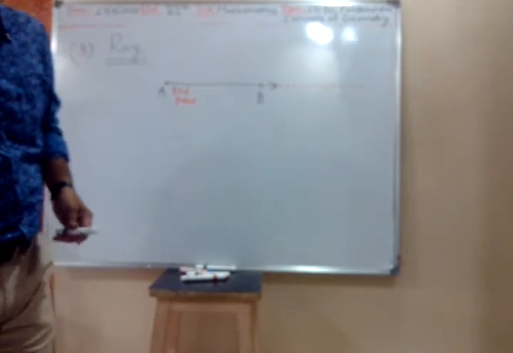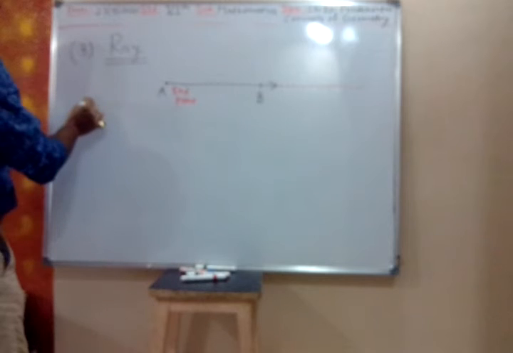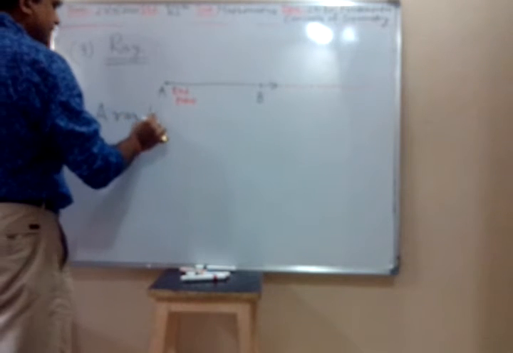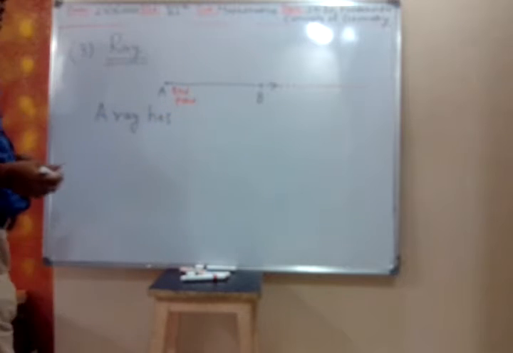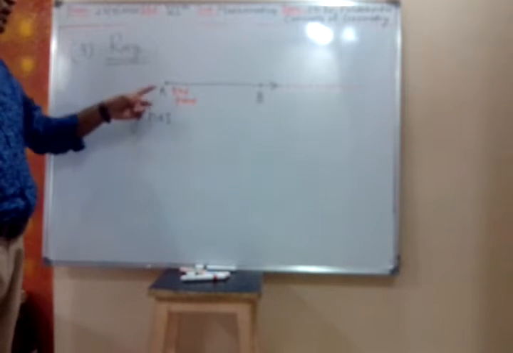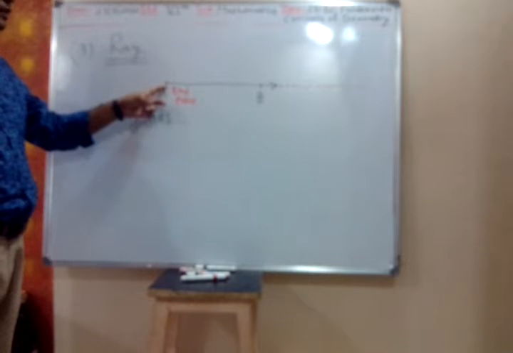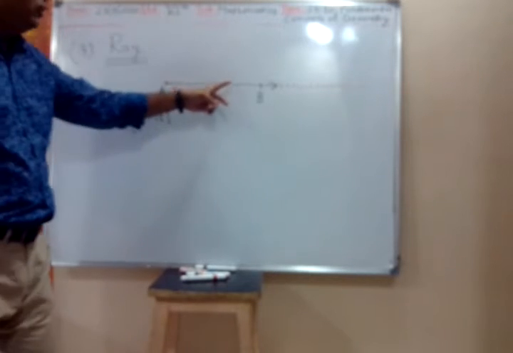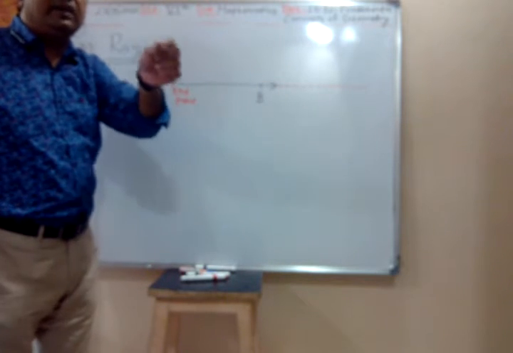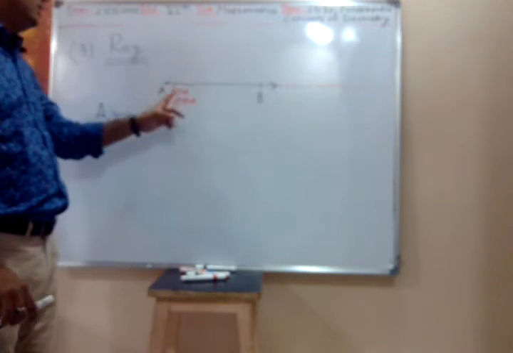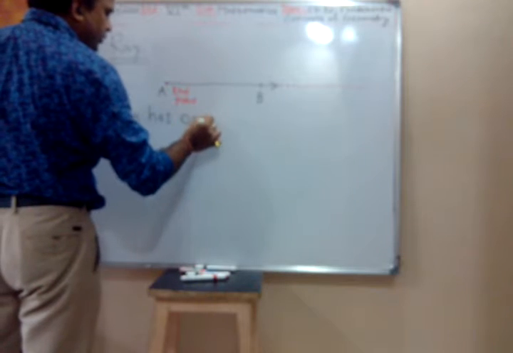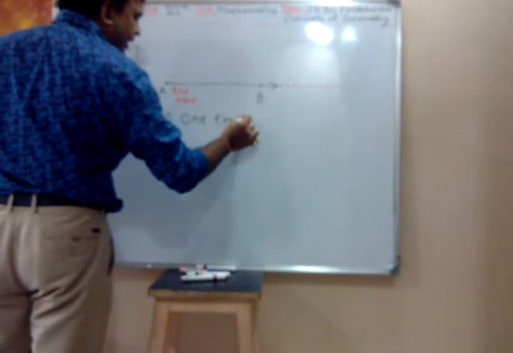So write, how many endpoints does a ray have? One endpoint, because the one endpoint is A. From the B side we have an arrow. Arrow means it can be extended. Whenever it can be extended, it is not the endpoint. So only one point. A ray has one endpoint.